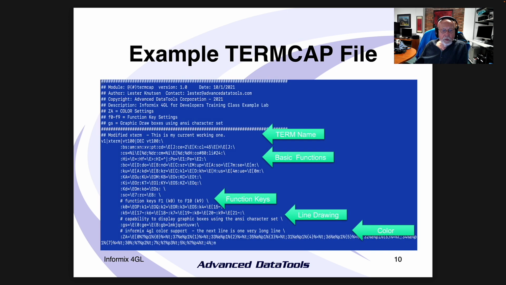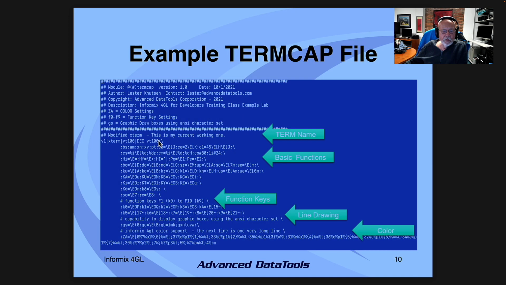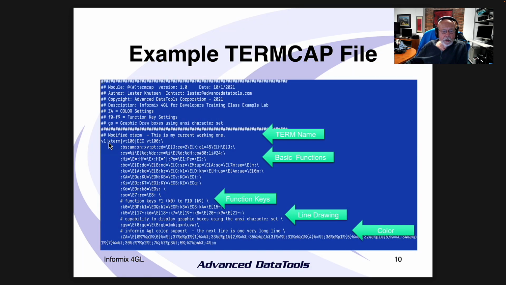Here is what a TermCap file looks like, and don't worry, I'm going to go over this in more detail in the lab part. The first part of the TermCap is where you identify the name of your terminal. That's this line right here. This says V1, Xterm, it's a VT100, and it's a DEC VT100. Any of those names will work. The second part are the basic terminal capabilities. This is how to clear a line, how to go to the end of the line, how to backspace, underline, those basic functions of a terminal.